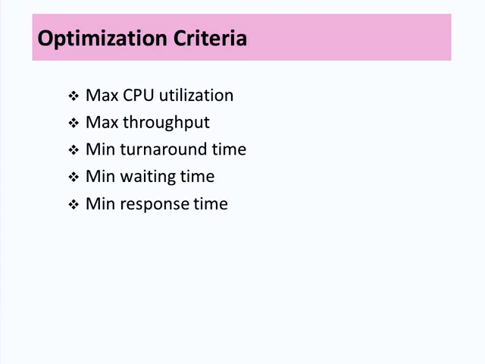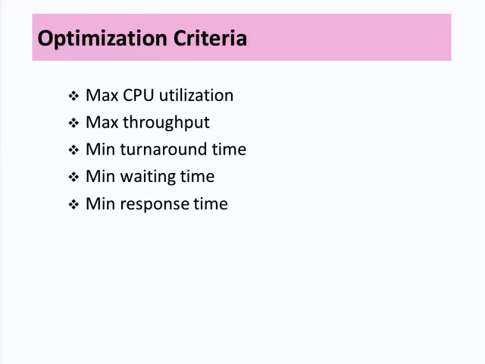So how do we look at these performance measurements? Our aim is to maximize CPU utilization. Maximize throughput, productivity, okay? More number of processes finished within a unit of time. And minimize the rest, such as turnaround time, waiting time, and response time.